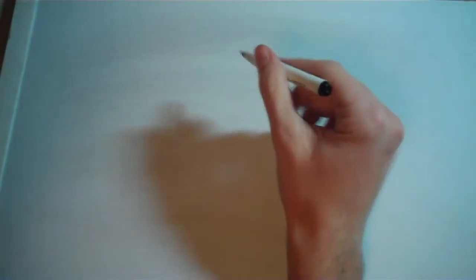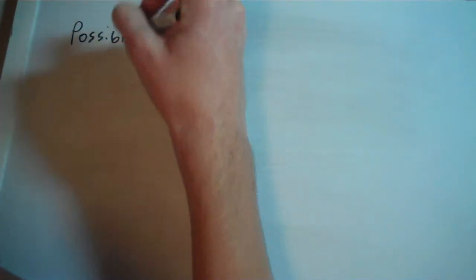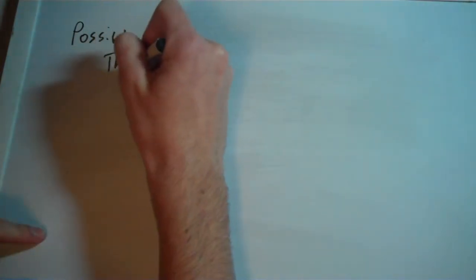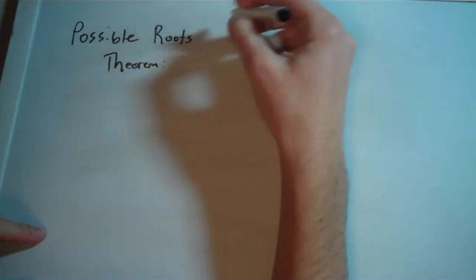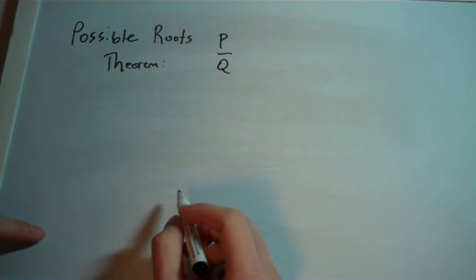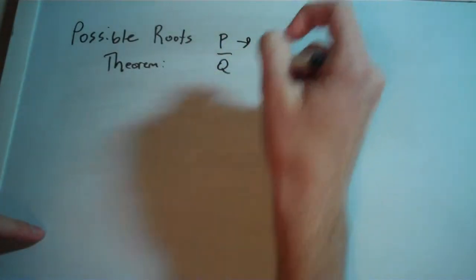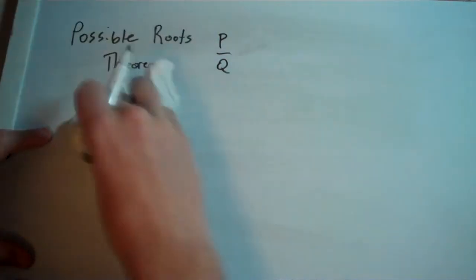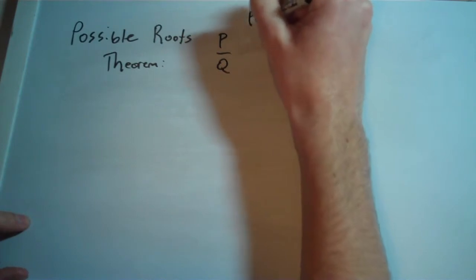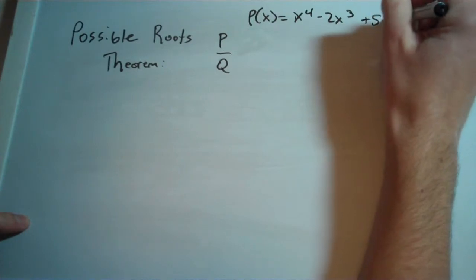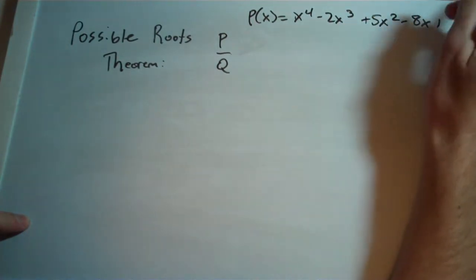So I guess next what we'll do is find the possible roots. And basically, this is going to be a theorem, which tells us that P over Q is going to give us our rational roots, which is just kind of an equation. And the P is going to stand for, well, I'll actually visually show you so it makes more sense. I'll write it up here. P of x equals x to the fourth minus 2x to the third plus 5x squared minus 8x plus 4.